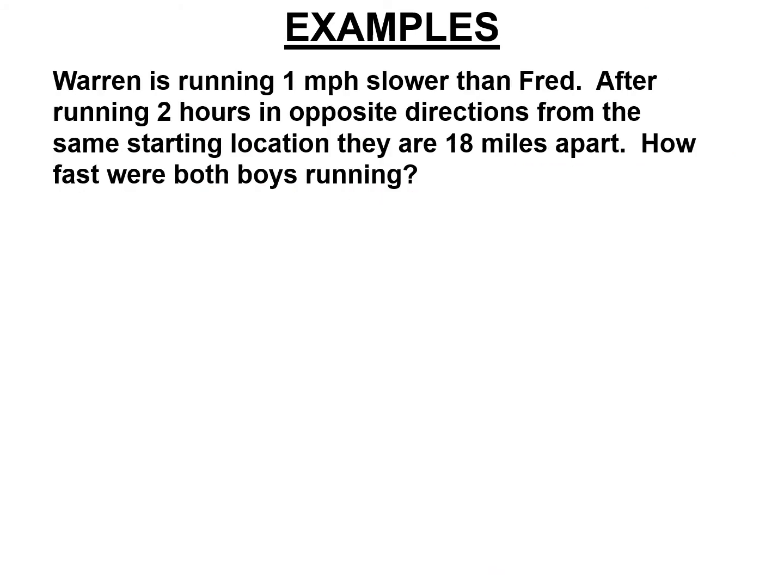Right? Warren is running 1 mile an hour slower than Fred. All right, so we could use A and B, but let's use W for Warren's speed. Right? And we'll use F for Fred's speed.